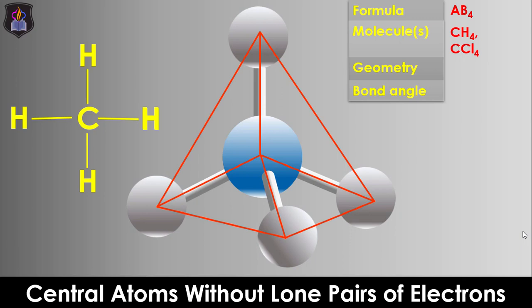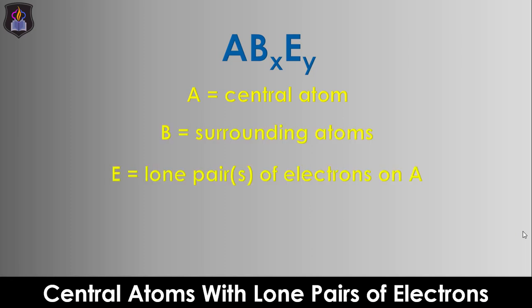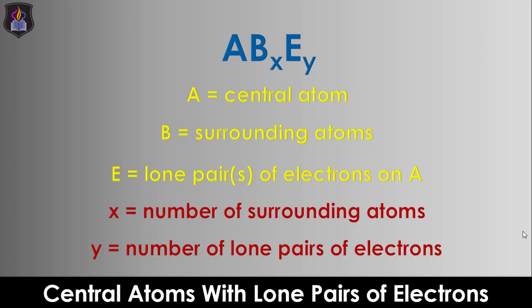Hence, the predicted shape of methane is tetrahedral with a bond angle of approximately 109.5 degrees. The second category are molecules with central atoms having 1 or more lone pairs of electrons. Let ABXEY be the general formula of such molecules, where A is the central atom, B the surrounding atom, E the lone pairs of electrons on A. X and Y are integers with the values of X starting from 2 and Y starting from 1.